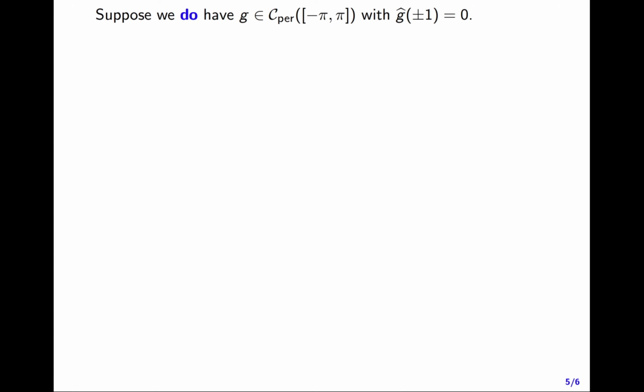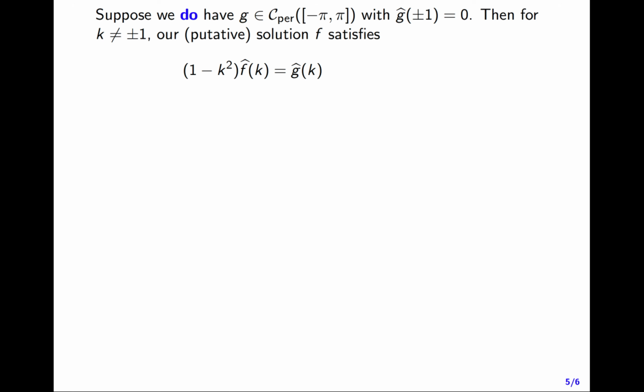So, suppose we do have our forcing function g in C periodic with g hat of plus or minus 1 equals 0. Then can I solve the equation already? Yes. So what does f have to do? We need 1 minus k squared f hat of k to be equal to g hat of k. This tells us that f hat of k equals g hat of k over 1 minus k squared for obviously k not equal to plus or minus 1. So this gives us a formula for f hat of k. In the problem, you start out trying to solve f double prime plus f equals g. I tell you what g is, you have to tell me what f is. Well, I've told you f hat of k equals g hat of k over 1 minus k squared.